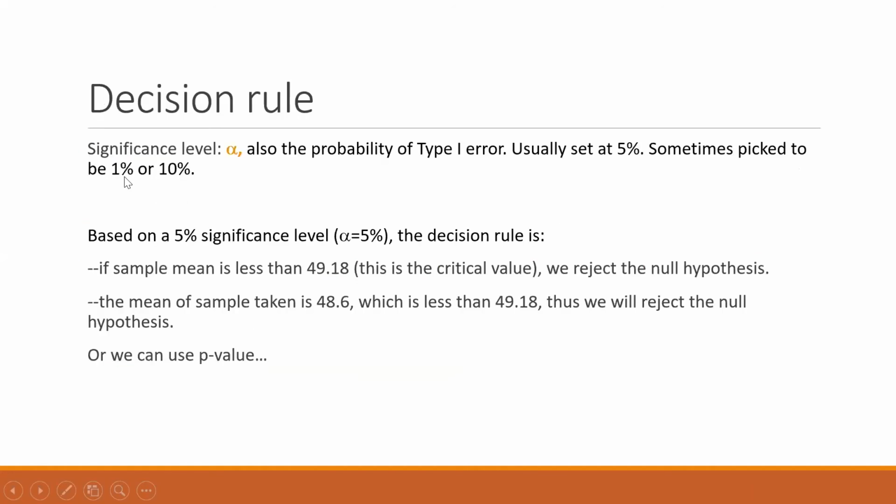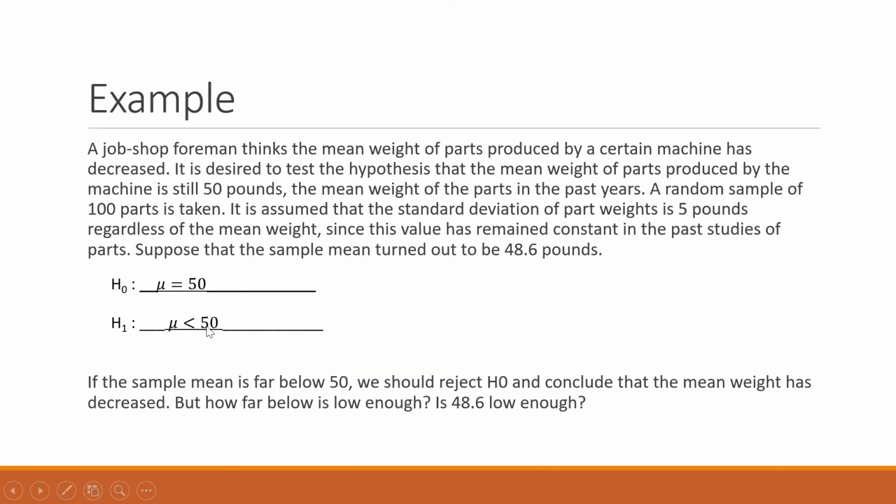So let me go back to the hypothesis right here. Look at the null hypothesis and alternative. We're assuming the population mean is 50, but we suspect that the population mean may have decreased to be less than 50.